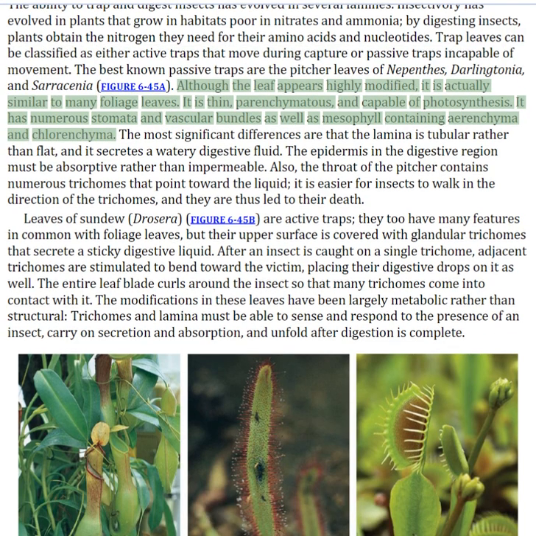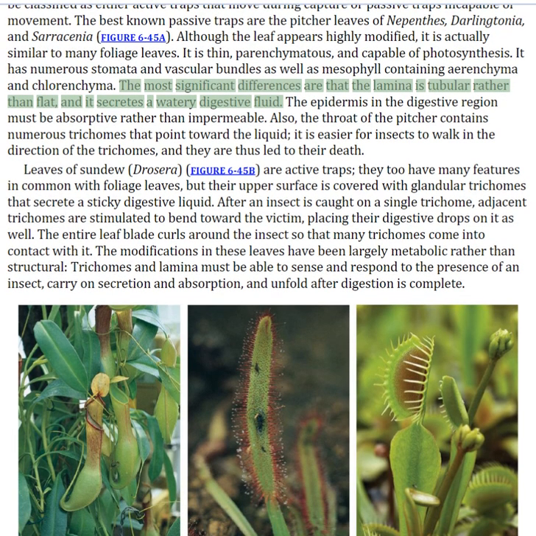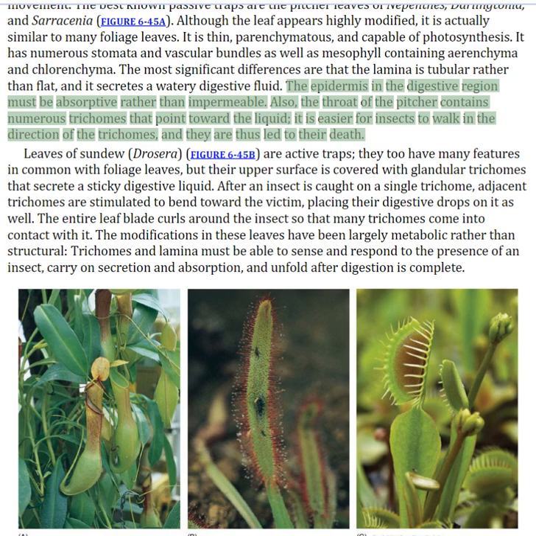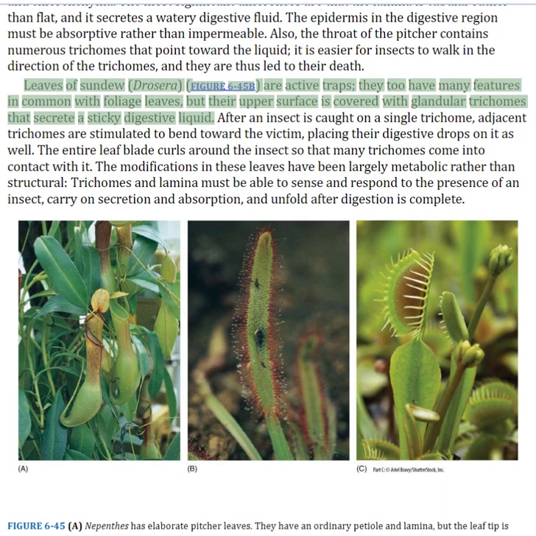Although the leaf appears highly modified, it is actually similar to many foliage leaves. It is thin, parenchymatous, and capable of photosynthesis. It has numerous stomata and vascular bundles as well as mesophyll containing aerenchyma and chlorenchyma. The most significant differences are that the lamina is tubular rather than flat, and it secretes a watery digestive fluid. The epidermis in the digestive region must be absorptive rather than impermeable. Also, the throat of the pitcher contains numerous trichomes that point toward the liquid. It is easier for insects to walk in the direction of the trichomes, and they are thus led to their death.